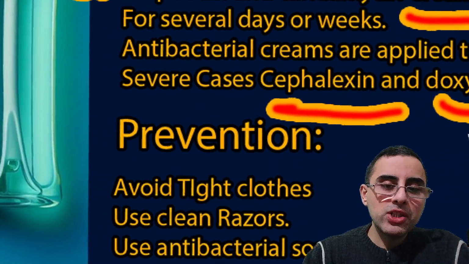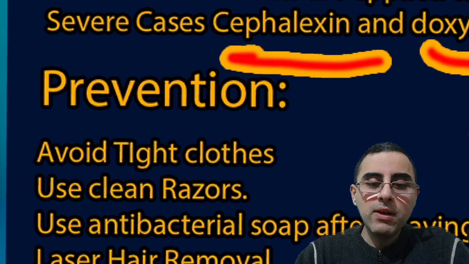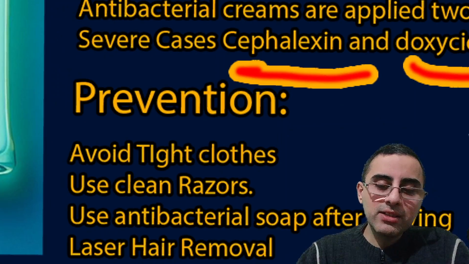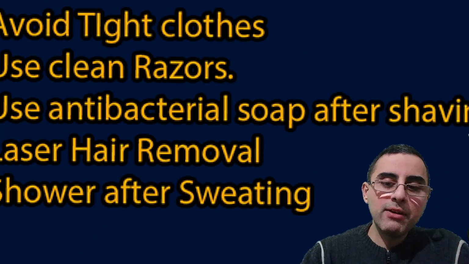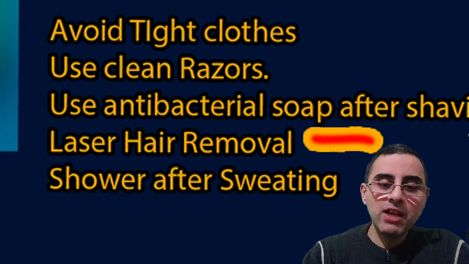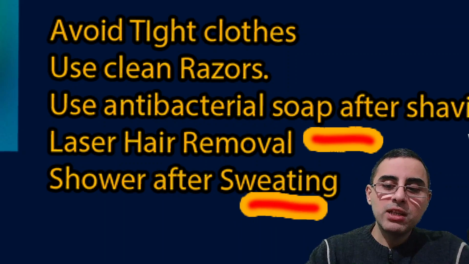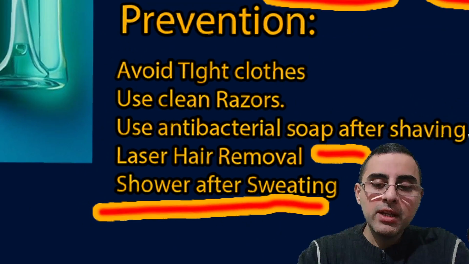And what is prevention? The idea of prevention is to avoid warm and wet environments. Avoid tight clothes. Use clean razors. Use antibacterial soap after shaving. It's important. Laser hair removal instead of shaving is also important. And showering after sweating is important also.